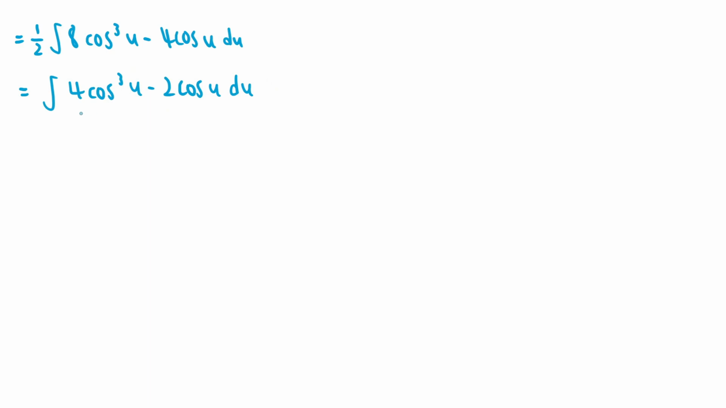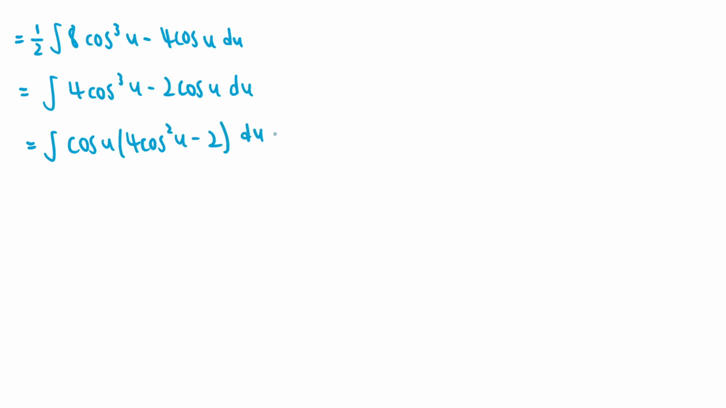We now have a sum of terms as the integrand, which means we can integrate cosine cubed of u and cosine of u separately, then add the results along with the constant multiples. But I'd like to do something different. We can first factor out cosine of u from each term to rewrite the integrand as cosine of u times 4 cosine squared of u minus 2.